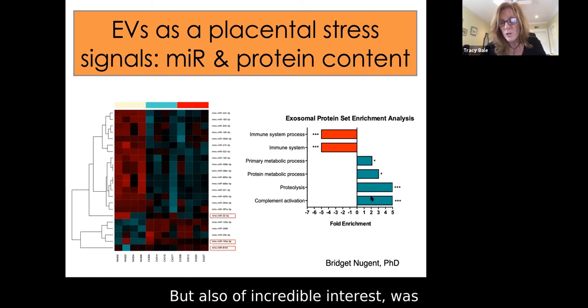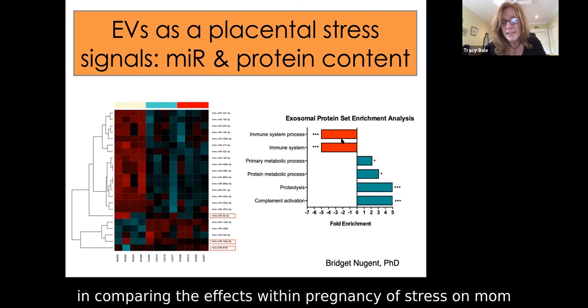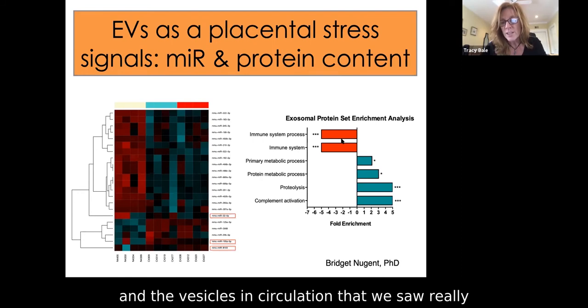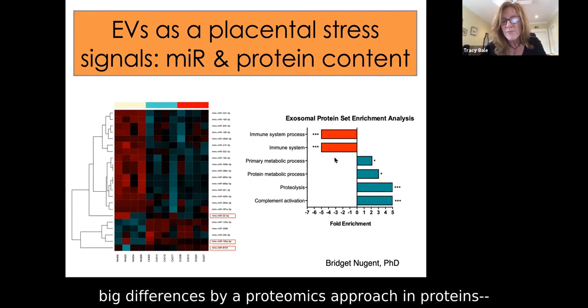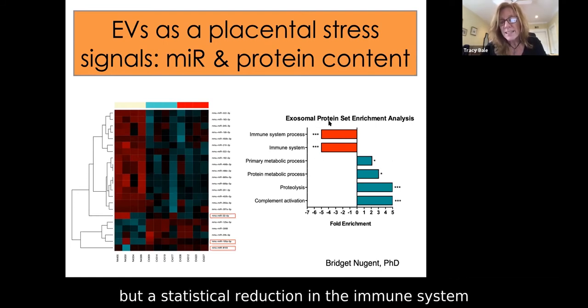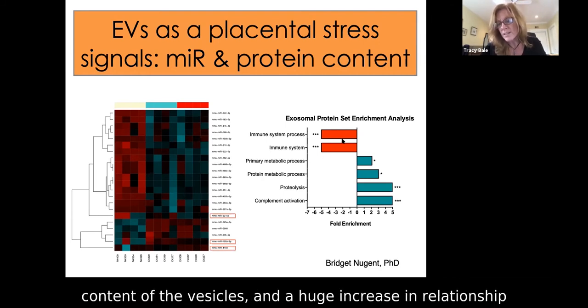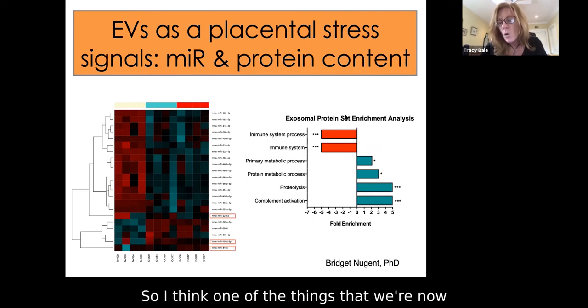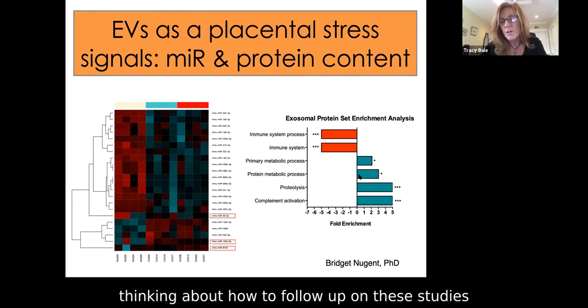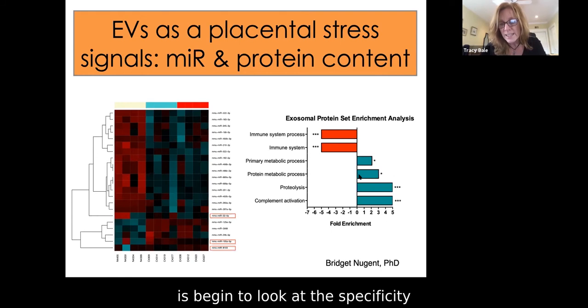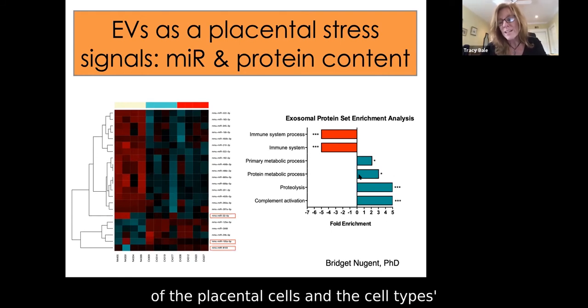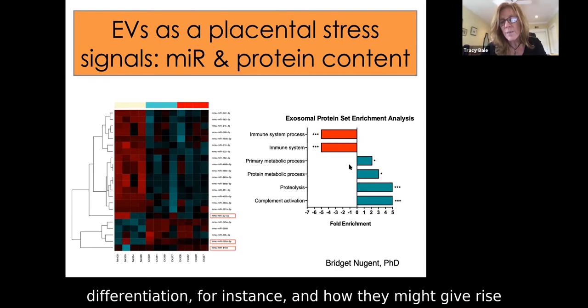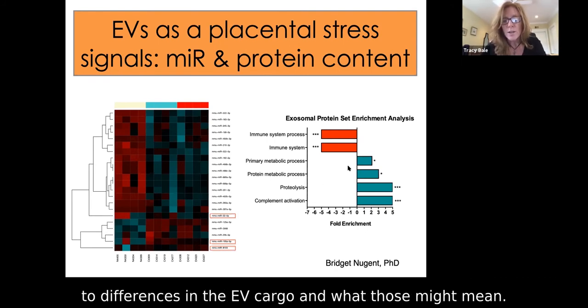But also of incredible interest was in comparing the effects within pregnancy of stress on mom and the vesicles in circulation, that we saw really big differences by a proteomics approach in proteins, the protein content of these vesicles, with a statistical reduction in the immune system and immune system processing of these protein content of the vesicles, and a huge increase in relationship to metabolic processes. So I think one of the things that we're now thinking about how to follow up on these studies is begin to look at the specificity of the placental cells and the cell types differentiation, for instance, and how they might give rise to differences in the EV cargo and what those might mean.